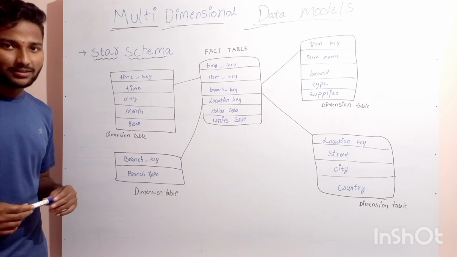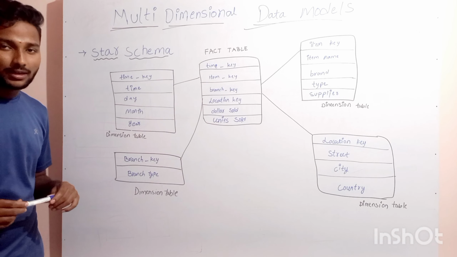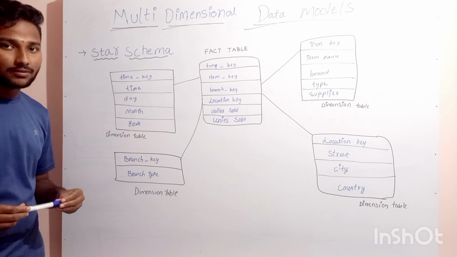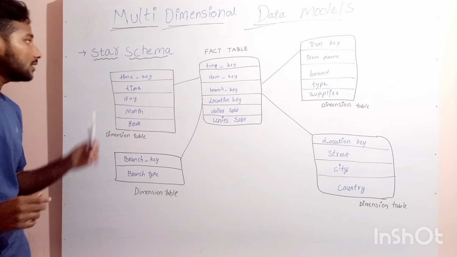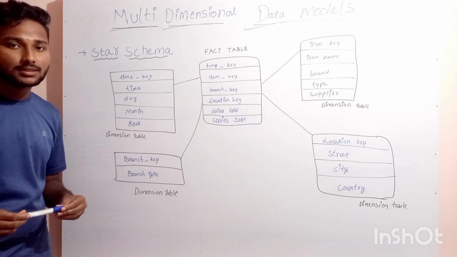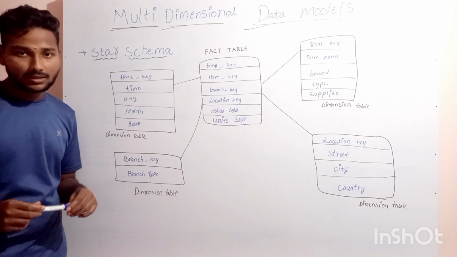Hi guys, today we are discussing multi-dimensional data models. In a data warehouse, there are three multi-dimensional data warehouse models. First one is star schema, second one is snowflake, and third one is fact constellation. Let us see the first one, star schema.